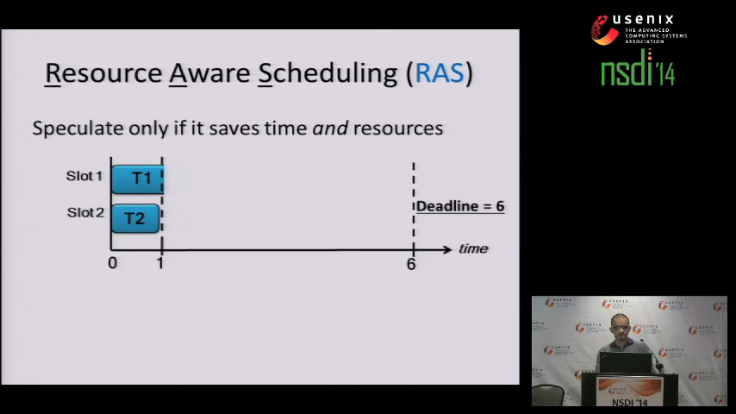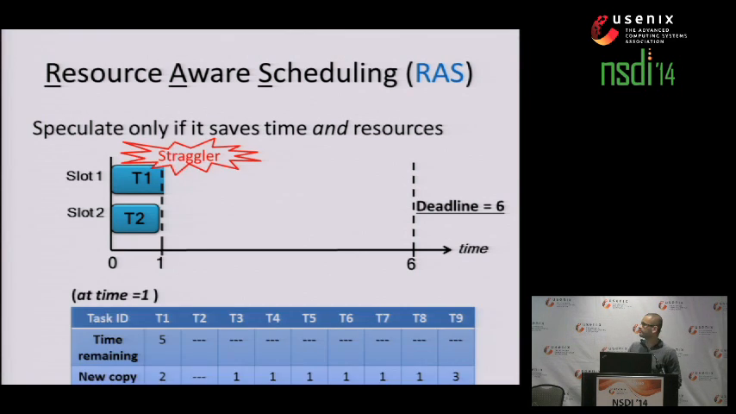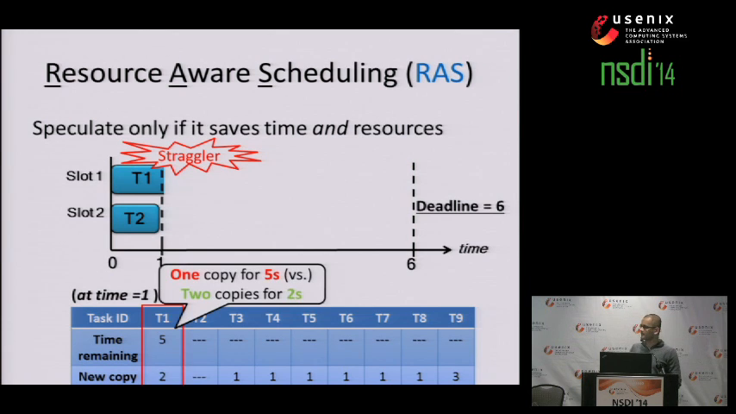What I mean by that is the following. Take the same example as before. Now we have 2 slots, T1 and T2 are running. T1 is a straggler, T2 just finished. These are the same time estimates as before. So at this point, when I have to think about whether I should speculate for T1, I would have to consider whether I could just let T1 run, which is 1 copy for 5 seconds, or schedule another one, which would be 2 copies, but only for 2 seconds. In terms of the calculation here, you can see that speculation would save resources.